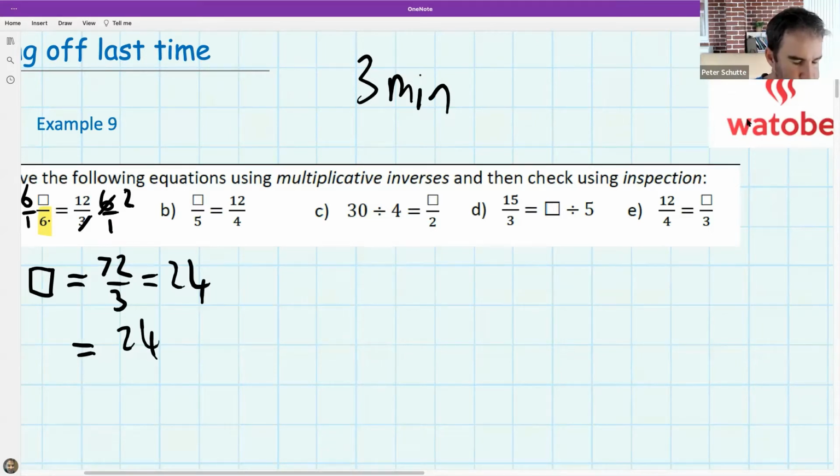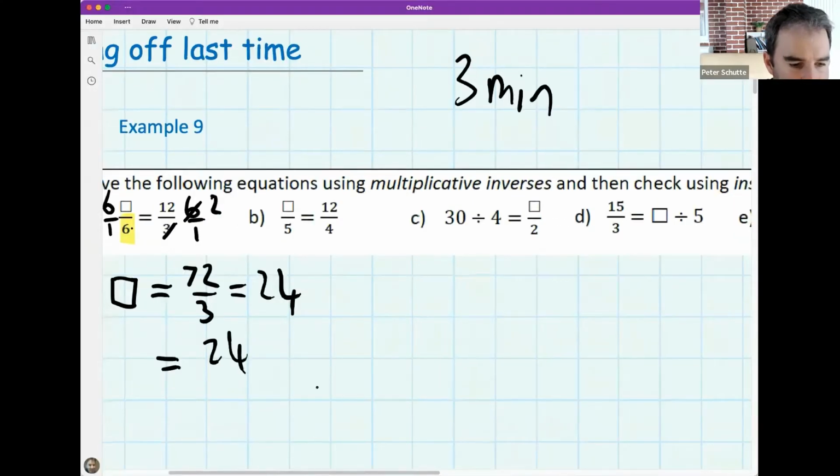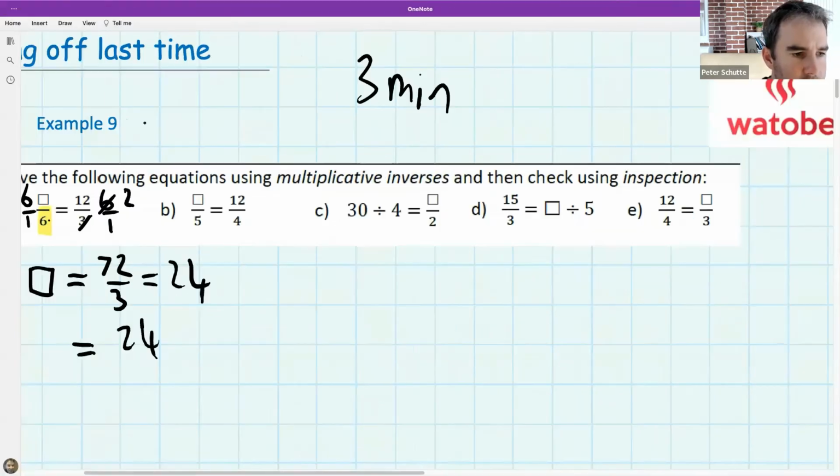Okay, I'll give you a little bit more time, and then we'll... So I'm just going to do the second one here.